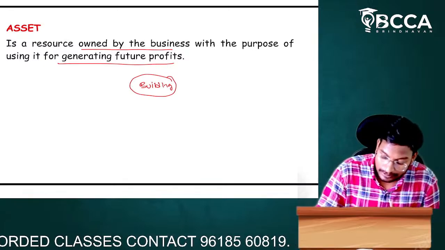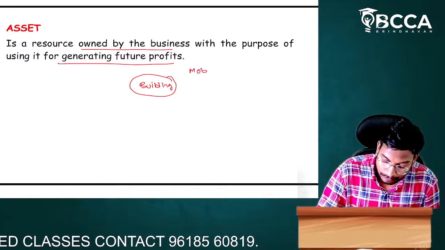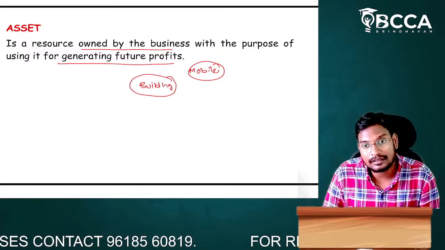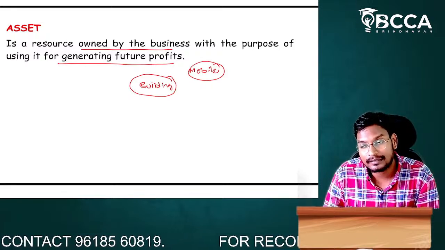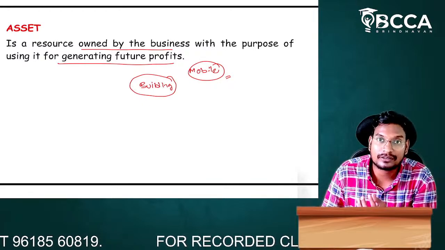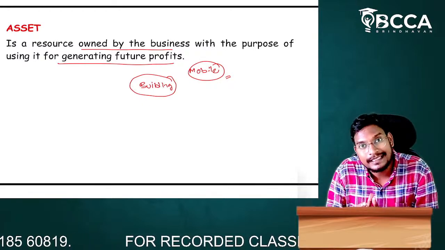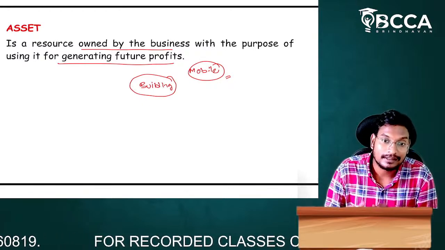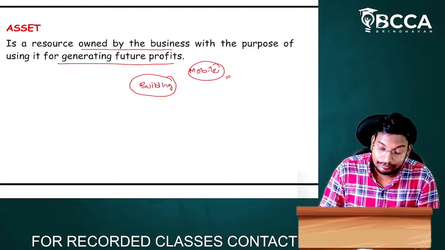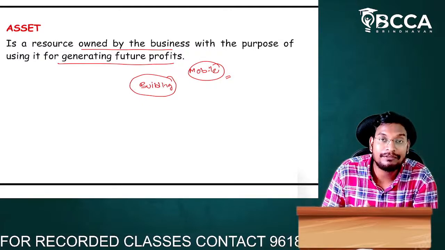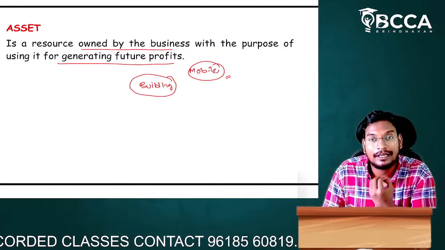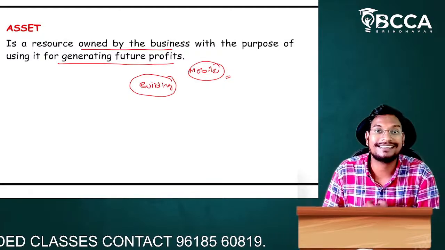For example, I am doing the business of a mobile shop. In the mobile shop, we will sell the mobiles and purchase the mobiles. The mobile is called a good, but the building is called an asset. Why? In the mobile shop, we purchase the building and use it for ourselves. Anything we have purchased and are using is also called an asset.